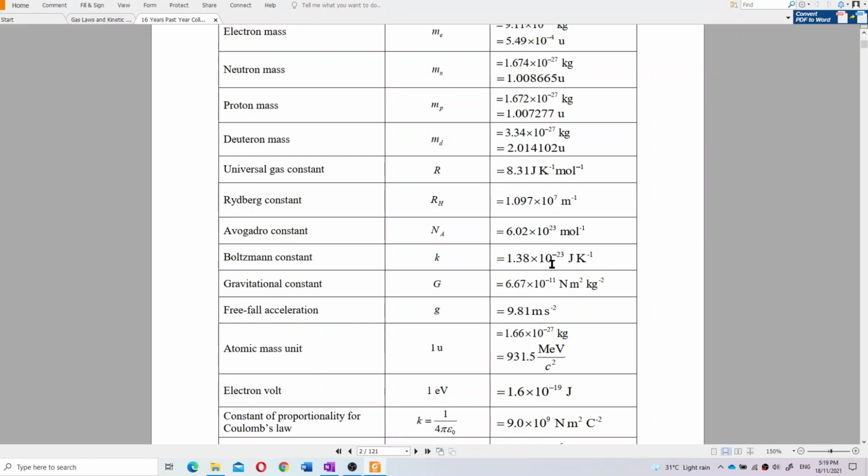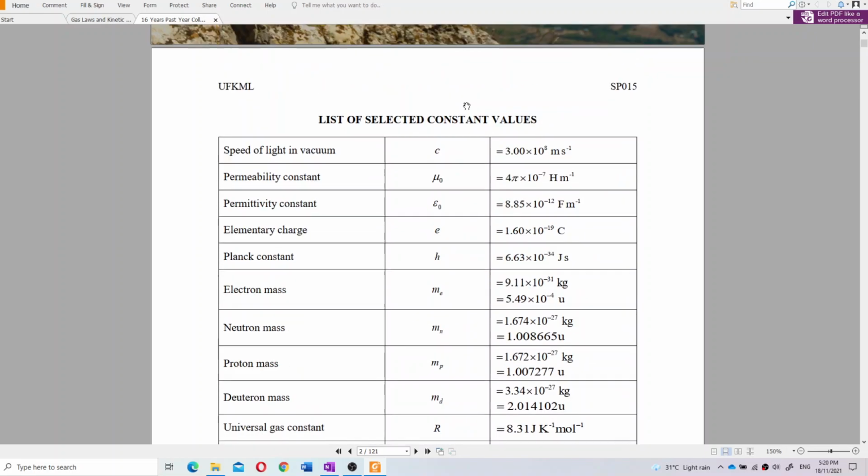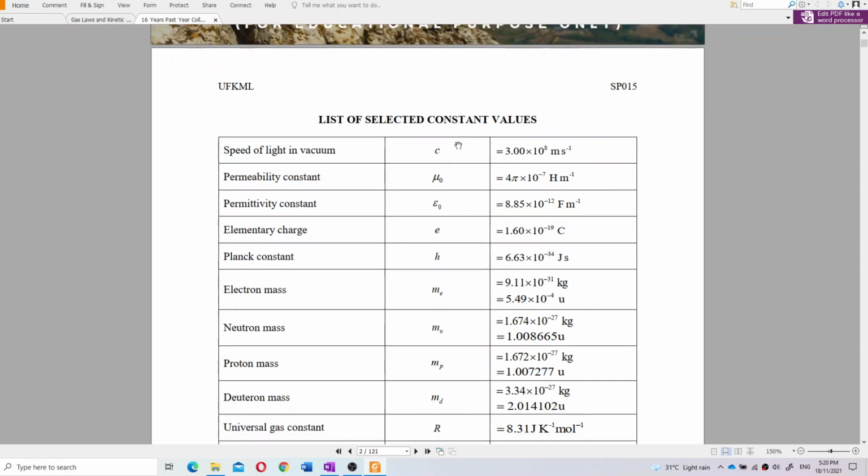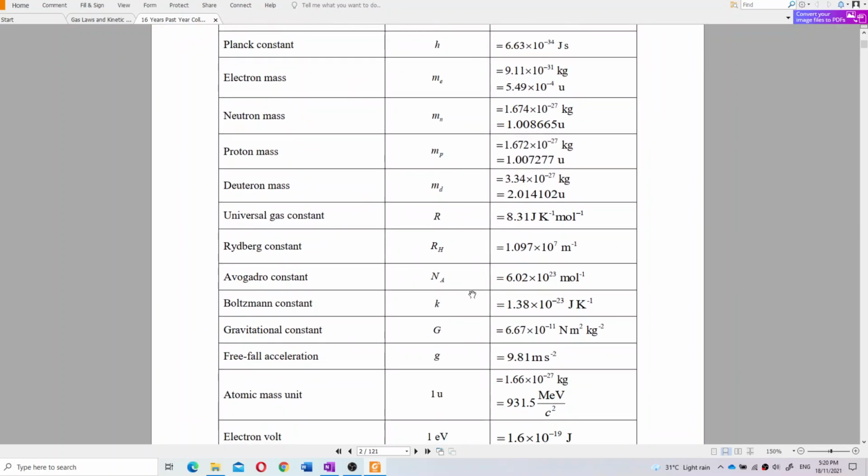Okay, for this k value, use the value in the list of constants. Don't use the k value in your calculator. In the exam, it provides you this list of constants, so you need to use the value in the list. I know we have a k value in the calculator, but don't ever use it, because the exam gives you this list of constants, which means it expects you to use the value here, not the value in your calculator. Understand?